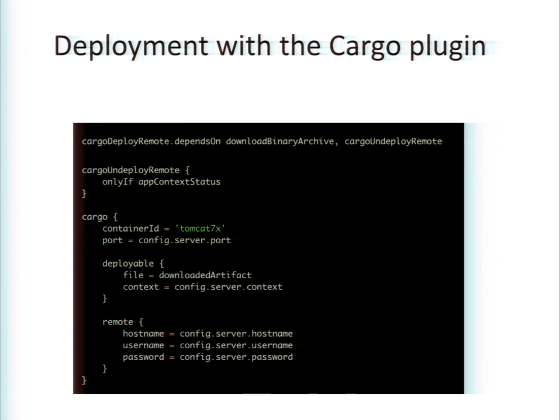And another thing that we want to do here is, before we deploy, we try to undeploy the previous version if there is one. That's also supported by the Cargo plugin. So if there's already a version deployed, you can undeploy it before you deploy the new version. And then we establish the necessary task dependencies. Before we deploy, we want to download the thing to deploy, and we want to undeploy the previous version if it exists. This corresponds to these task dependencies.